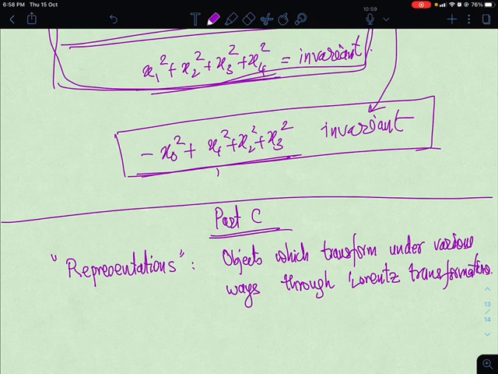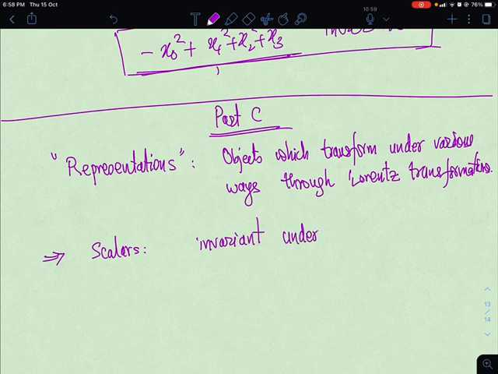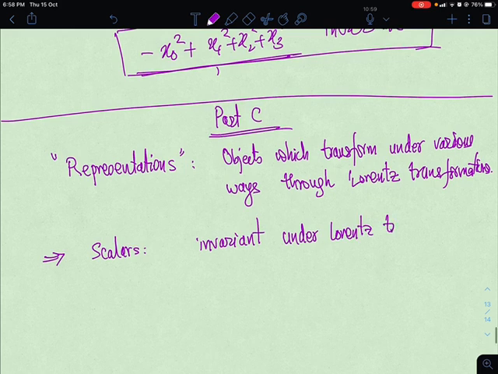Suppose we want to call something an object which absolutely doesn't transform, which is the same in every frame of reference. Such objects are called scalars, invariant under Lorentz transformations. That means in every frame of reference they carry the same value.